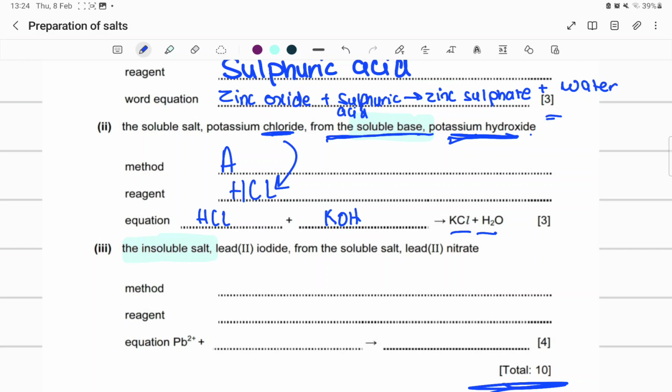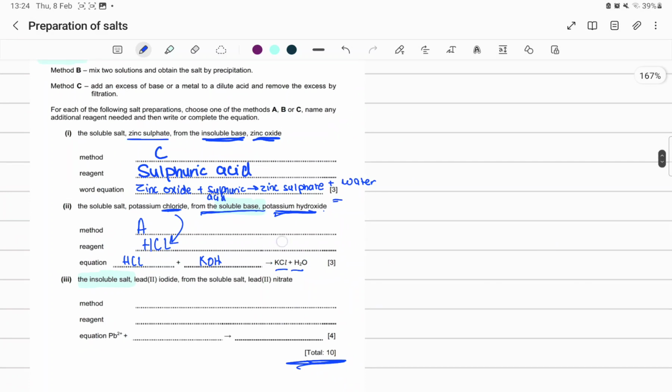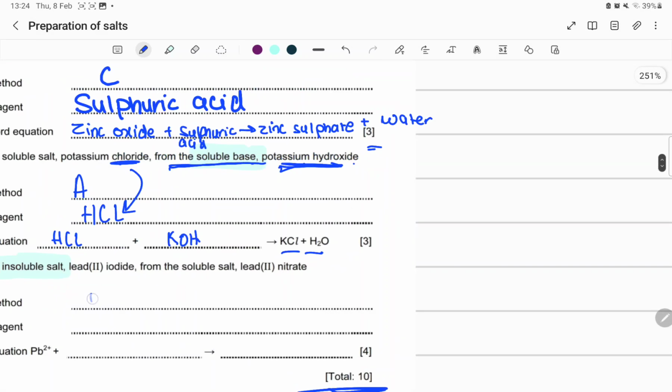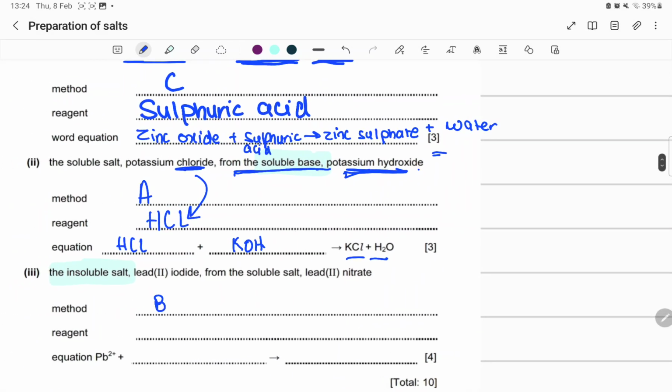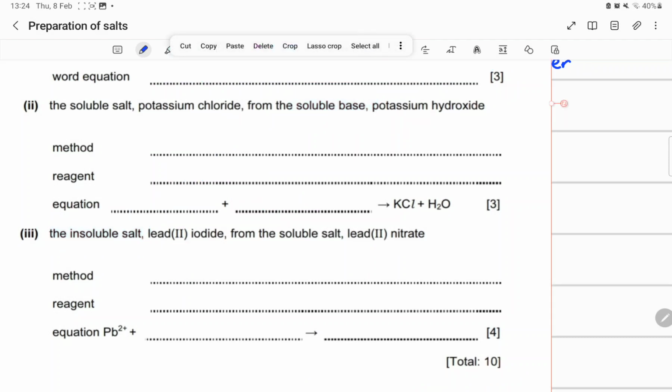The insoluble salt lead iodide from the soluble salt lead nitrate. That would be method B, precipitation. Now, this is the insoluble salt precipitation, which means that we need 2 soluble salts. We already have lead nitrate, and from lead nitrate we get our lead ion. So we need a soluble salt.